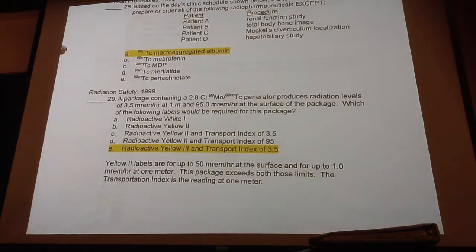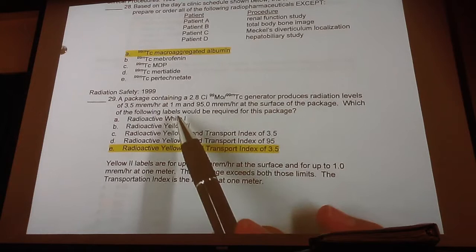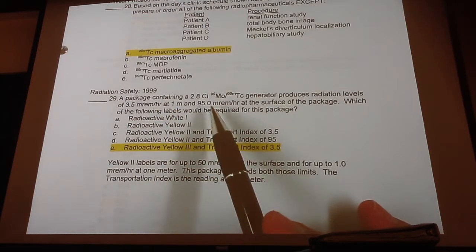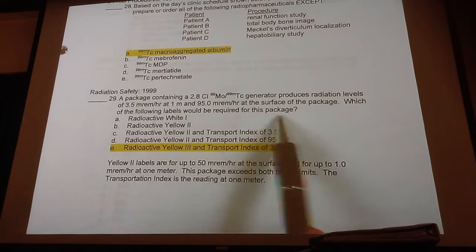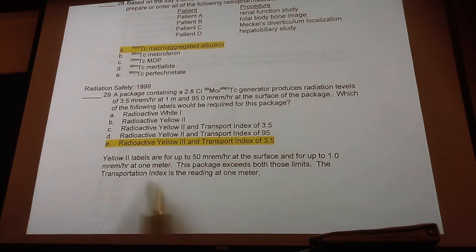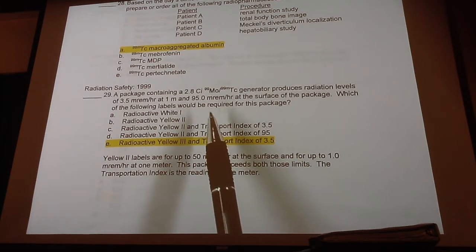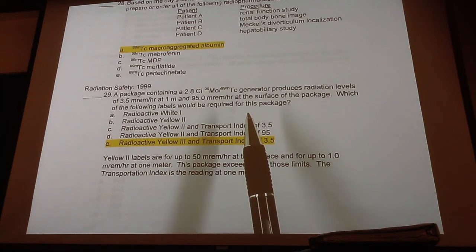Here you go. You got a package with 2.8 curies, a generator, 3.5 mR at 1 meter, and 95 mR per hour at the surface. Which of the following labels is required? Well, obviously it's just the QE? It says QE. Yeah, it's a lot of activity. But remember the yellow 3, because which one of these is going to apply? Remember, what's yellow 2?